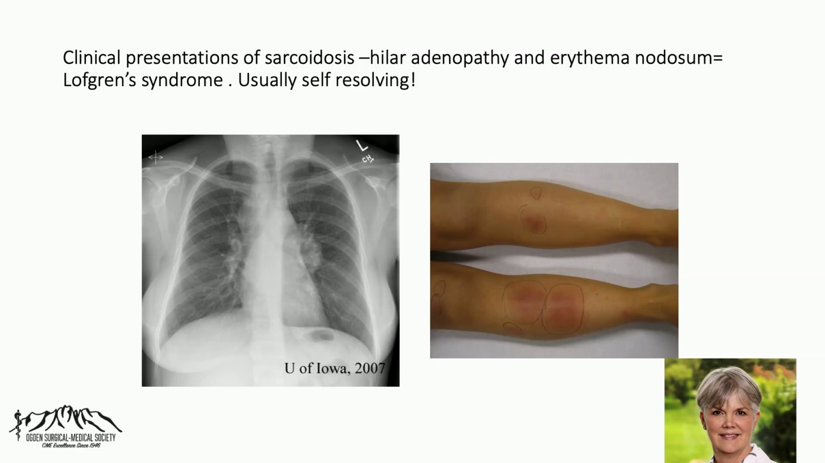This is probably the one exception we learned about, Lofgren's syndrome, which I haven't seen in a long time. That's when patients get hilar adenopathy. And technically, they don't get cutaneous sarcoid, they get erythema nodosum. And then it goes away and all the sarcoid is gone. This is the one that is often self-resolving.